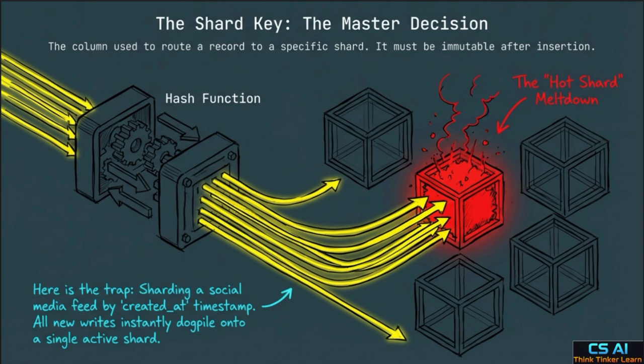Let's talk about the shard key, the master decision. It must be immutable, but there's a trap. If you shard a social media feed by created_at, all your new traffic will dogpile into a single active shard. This is the hot shard meltdown. Your system is distributed, but your throughput is effectively limited to the capacity of that one single overwhelmed node.